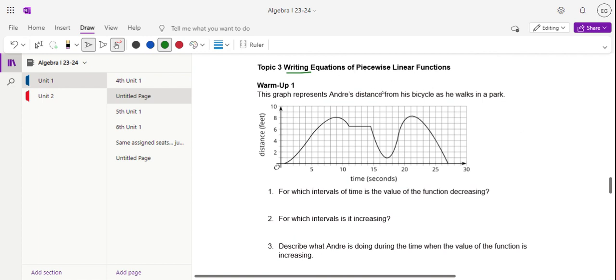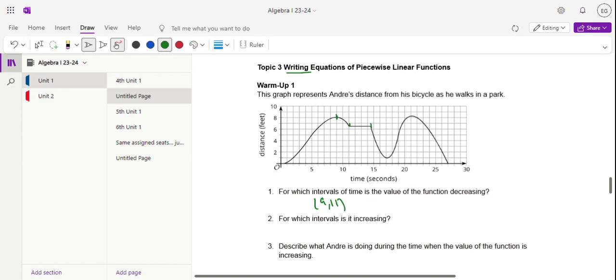So this graph represents his distance as he walks in a park from his bicycle. So distance in feet from his bicycle and time in seconds. For which interval of time is the value of the function decreasing? So we're increasing through here. Then we're decreasing from about right here over to here. So that's from about 9 to 11. So for which intervals is he decreasing? From about 9 to 11 is decreasing.